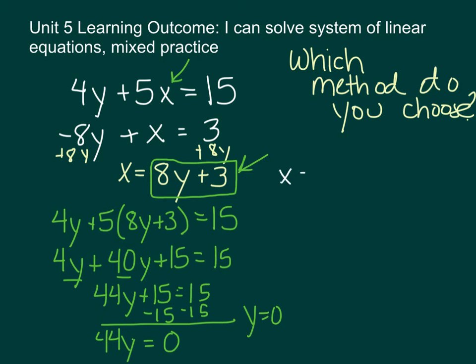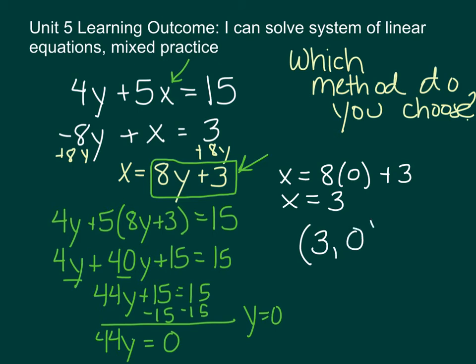So x equals 8 times 0 plus 3. Oh, that's 3. x equals 3. So your solution is (3, 0). Again, just recognizing that we could have multiplied this whole thing by 2 and then used elimination, but you have to decide what's going to work best for you.